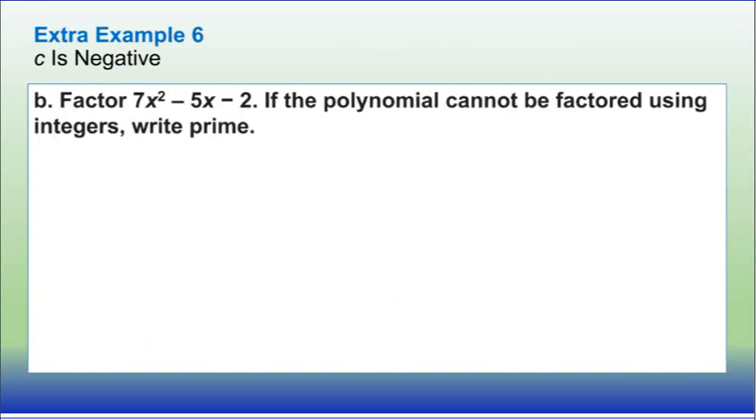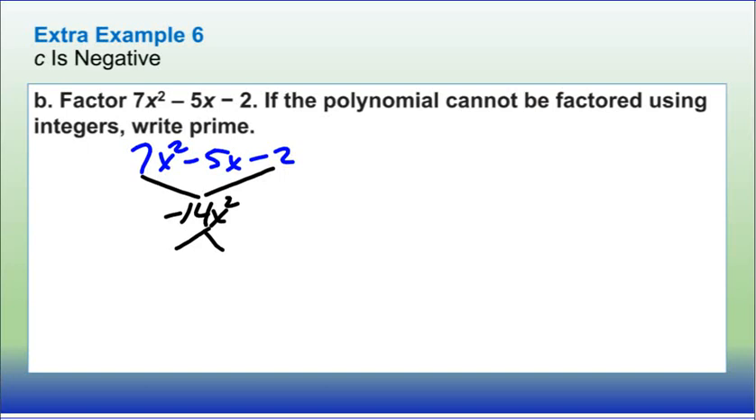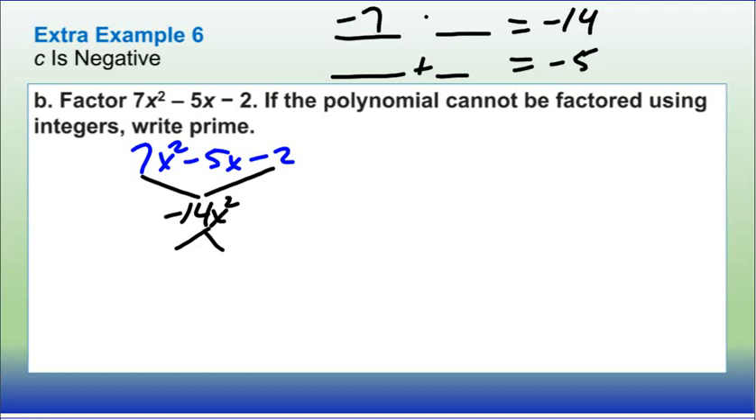Next, factor this one, when c is negative. So again, I have 7x squared minus 5x minus 2. There's no greatest common factor, so we're going to check to see if I can factor this. This will give us negative 14x squared. So I have to think, what do I multiply to get negative 14, but if I add those same two numbers, it has to give me negative 5. So I know a negative 7 times 2 gives me negative 14, and negative 7 plus 2 gives me negative 5.